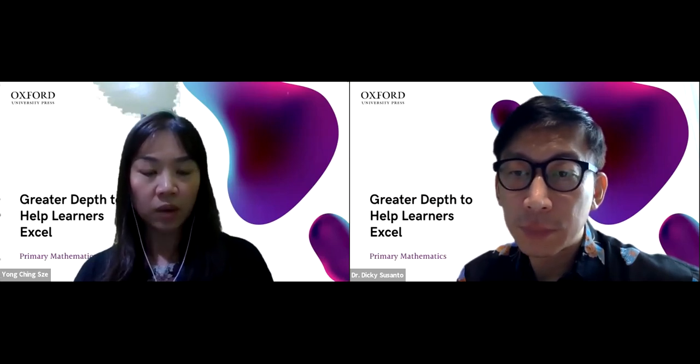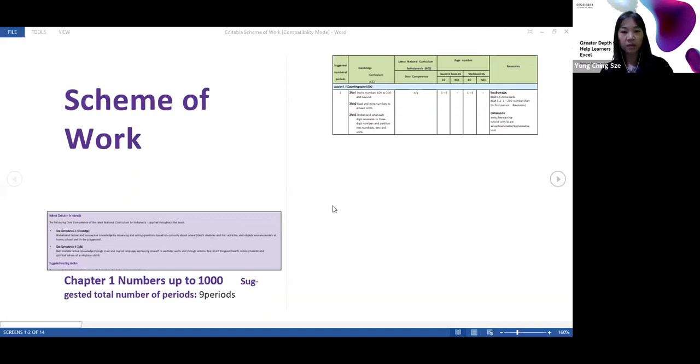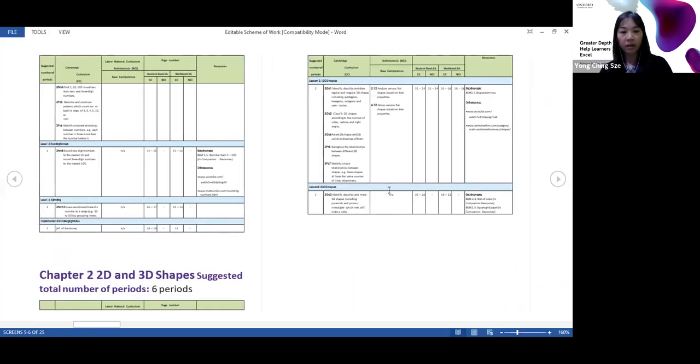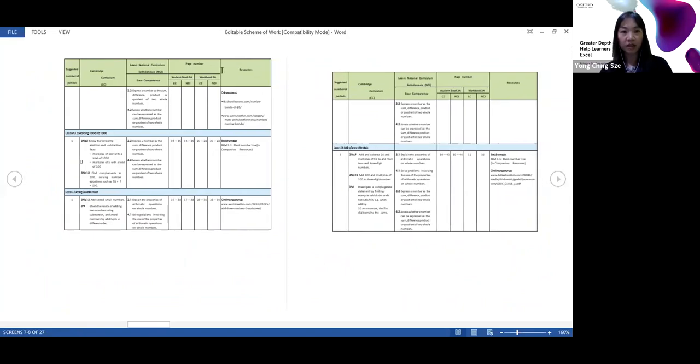Okay, hold on, yeah. So I'm going to share another editable scheme of work. Just share. So these are the editable schemes of work. Again, it was shared by Dr. Dicky. So all these resources are actually available on the website that I shared earlier.